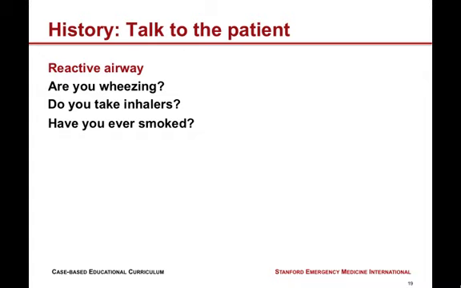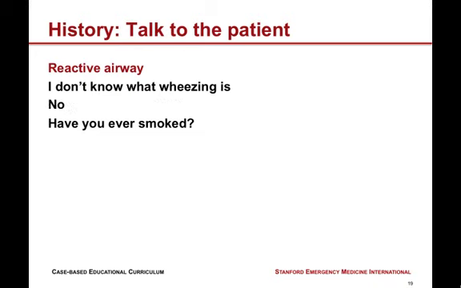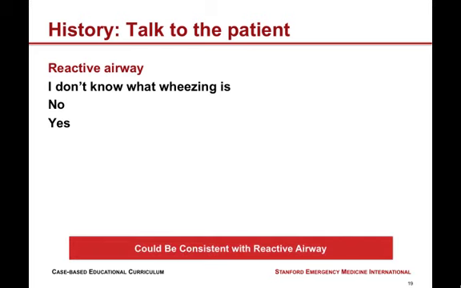Could the patient have a reactive airway? Are they wheezing? They don't know what wheezing is. Do they take inhalers? No. Have they ever smoked? Yes. So, because of their history of tobacco use, it is possible that the patient has symptoms consistent with a reactive airway. The patient may have asthma or COPD.